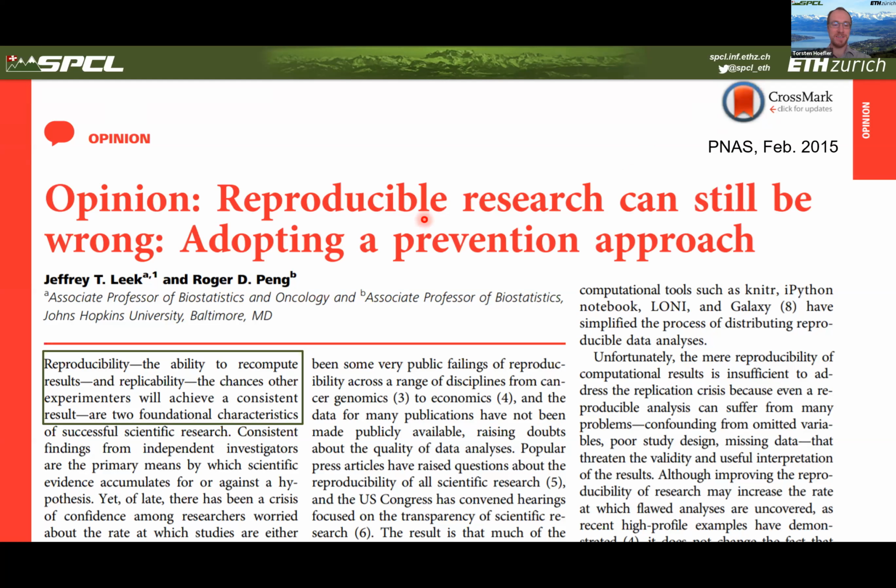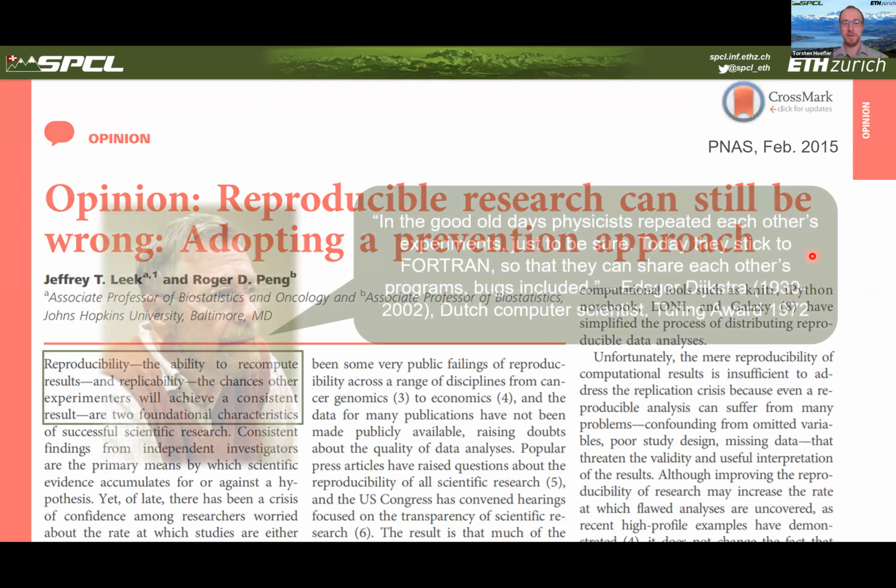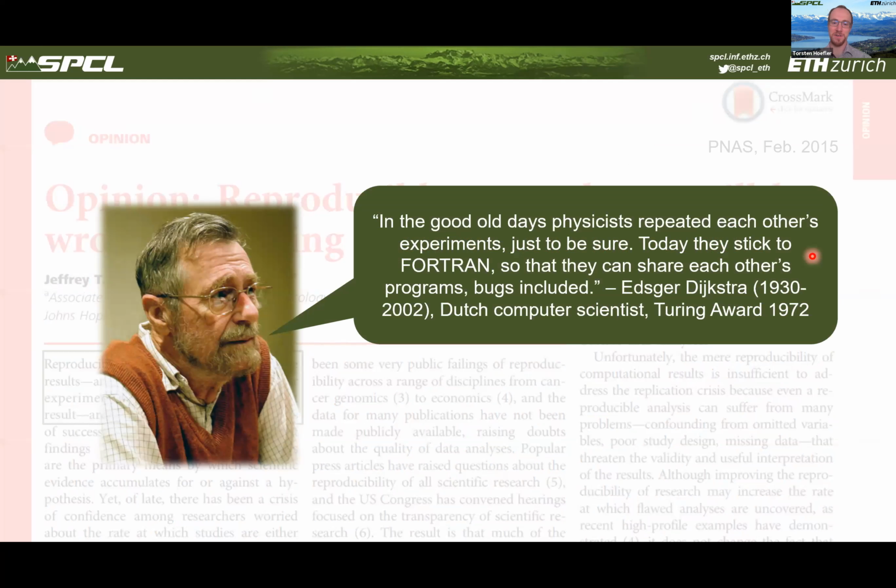But what happened in scientific computing is actually quite interesting, and the good summary of this is what Edsger Dijkstra said a while ago. In the good old days, physicists repeated each other's experiments just to be sure, meaning on different environments. Today, they stick to Fortran so that they can share each other's programs, bugs included. That is something I would like to give you as thinking material: what it means if you're reproducing other scientists' work when the code is very, very complex.